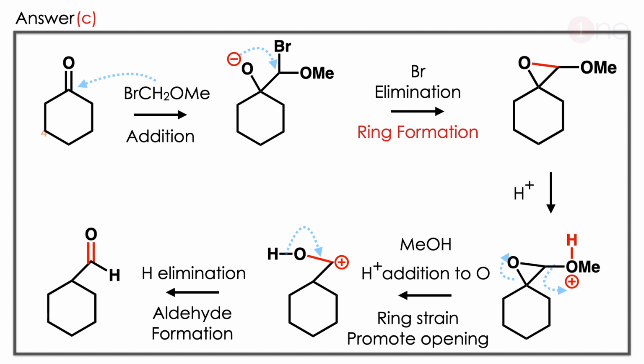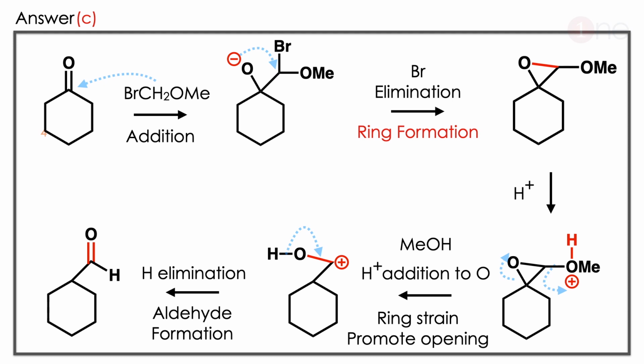When the H plus attacks, the ring will be opened, and the carbon possesses the positive charge and OH in the ring. The positive charge and OH are near to each other, so the positive charge can be quenched by the loss of hydrogen. The loss of hydrogen occurs and the carbonyl compound is formed.